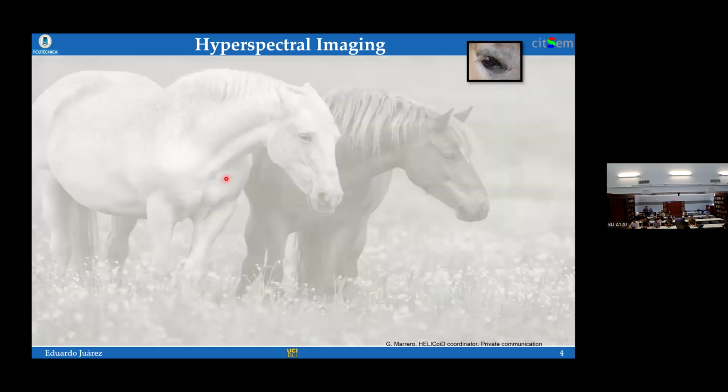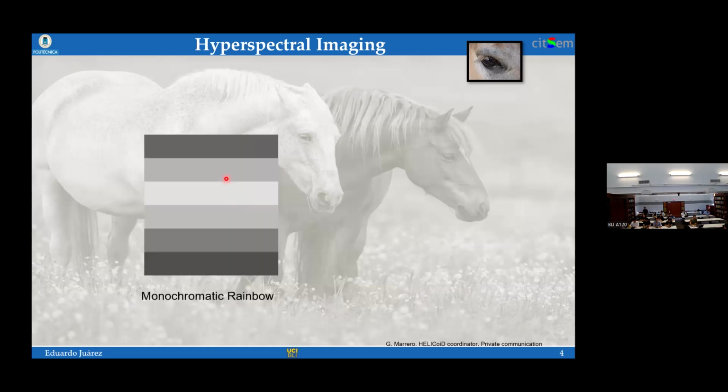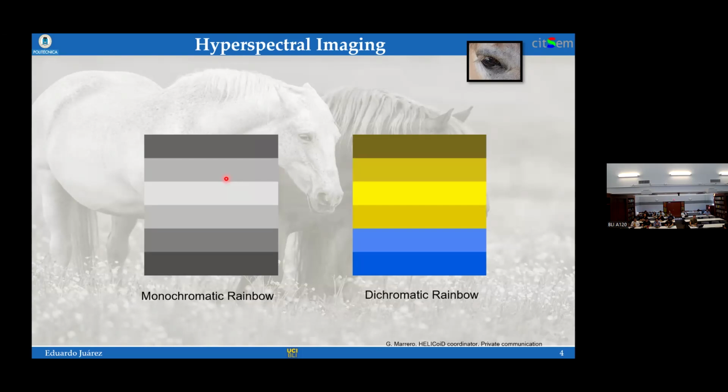so they have adapted. Additionally, if we consider the big mammals, the horses, cows, bulls, they have a visual system that is able to sense only two wavelengths. They are said to be dichromatic. They have photoreceptors only for these two wavelengths. So if we compare how, for instance, a dolphin sees the rainbow, this will be the case. It is a monochromatic rainbow. And if we see how a horse is going to see the rainbow, that will be the rainbow of a dichromatic.